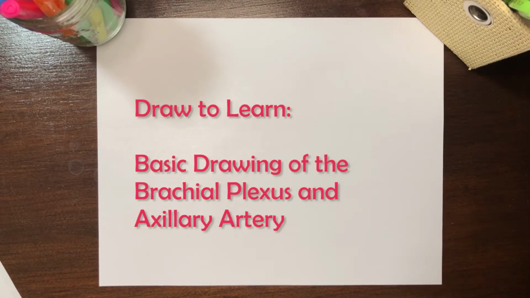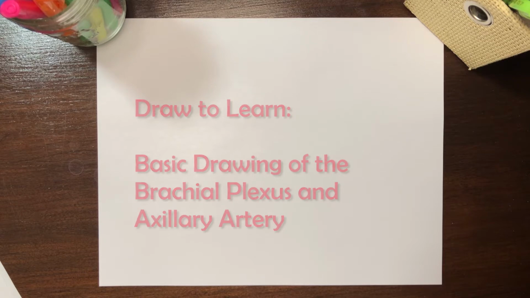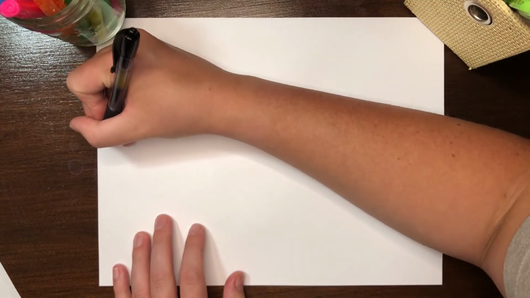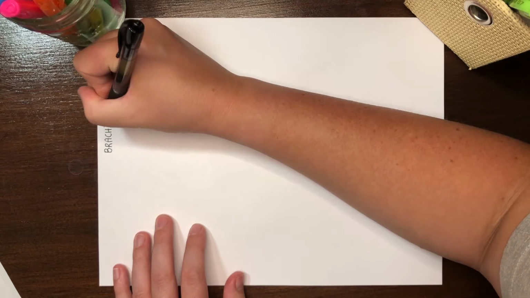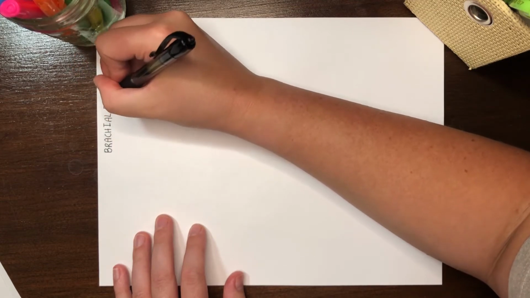Today we're going to be drawing out some important structures in the axilla. For this drawing you'll need some blank paper and some pens of various colors. The first notable and seemingly complicated structure we will draw is the brachial plexus. But you will see with continued practice and drawing it becomes second nature.